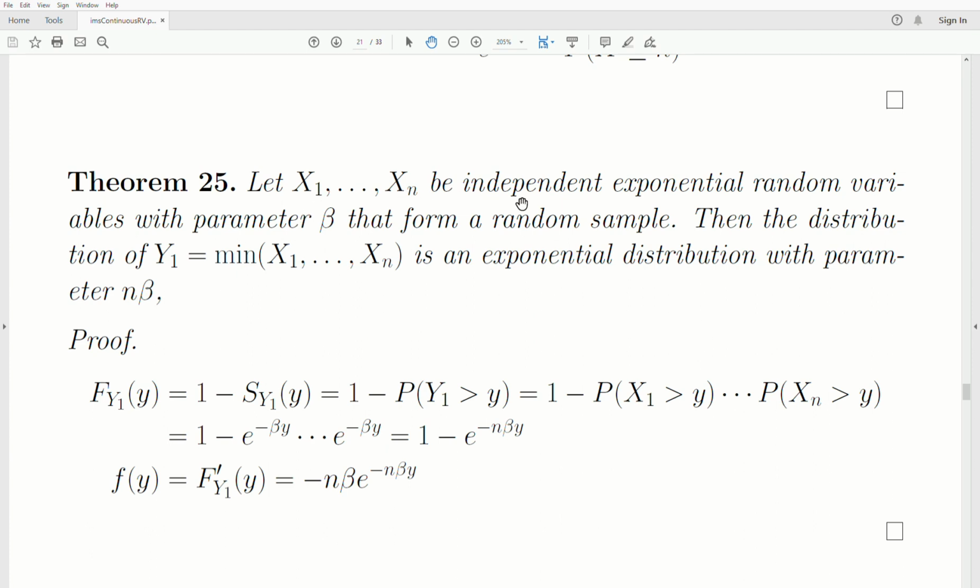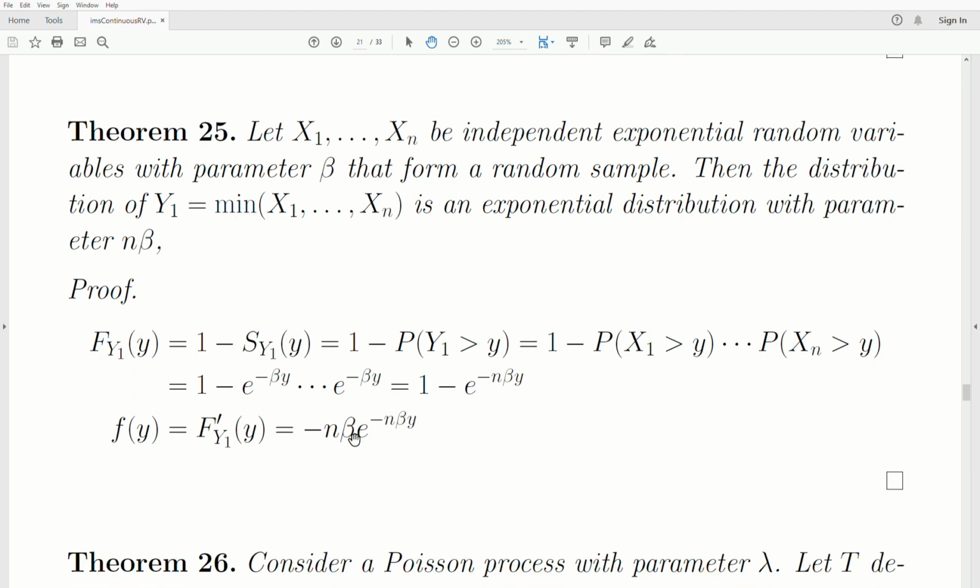Let x1 through xn be independent exponential random variables with parameter beta that form a random sample. Then the distribution of y1, which will be the minimum of these values, is an exponential distribution with parameter n times beta. Now let's prove that. The technique we're going to use, we developed in one of our previous videos: if we take the derivative of the CDF, we get the density. And that's the approach that we're going to use here.